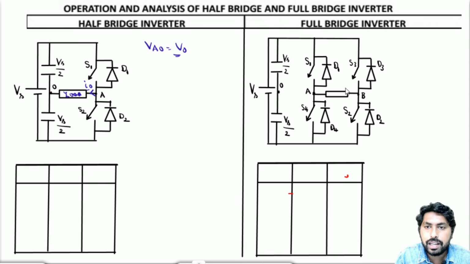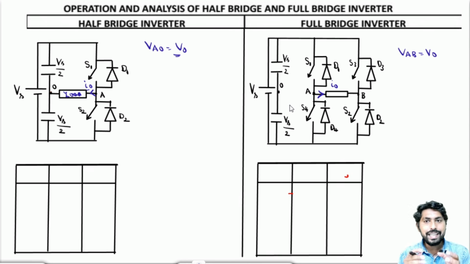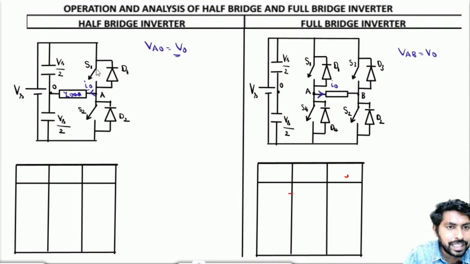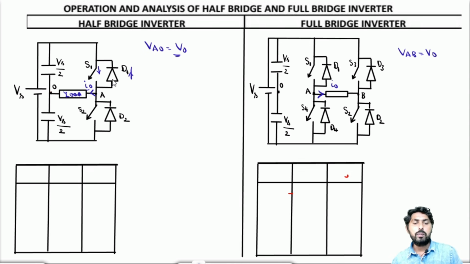Here also VAB is an output voltage, which is equal to V0, and let me assume the current will be in this direction. Now let us analyze these two circuits first. After that we will apply different loads, that is R load, pure inductive load, RL load, as well as the RLC load. Here switch S1 will carry the current in this direction, and the diode will carry the current in the opposite direction, right?